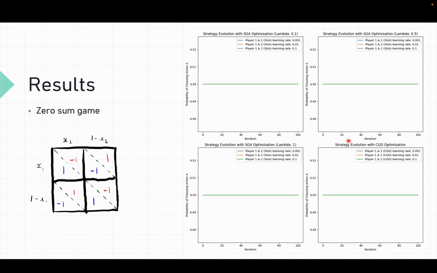So moving on to some results now. To begin with, I just benchmarked it on a very simple zero-sum game here, so this is sort of no gain from any move or action taken, and that can be seen very clearly by the resulting graphs, in which the probability for choosing either action is 50%, so this was a mixed strategy equilibria, and that can be seen across the board for both algorithms with their different parameters.